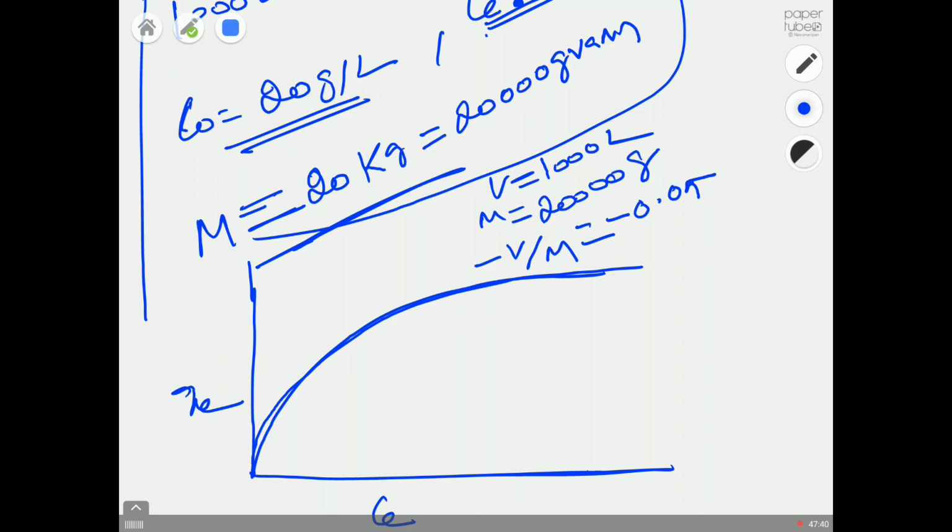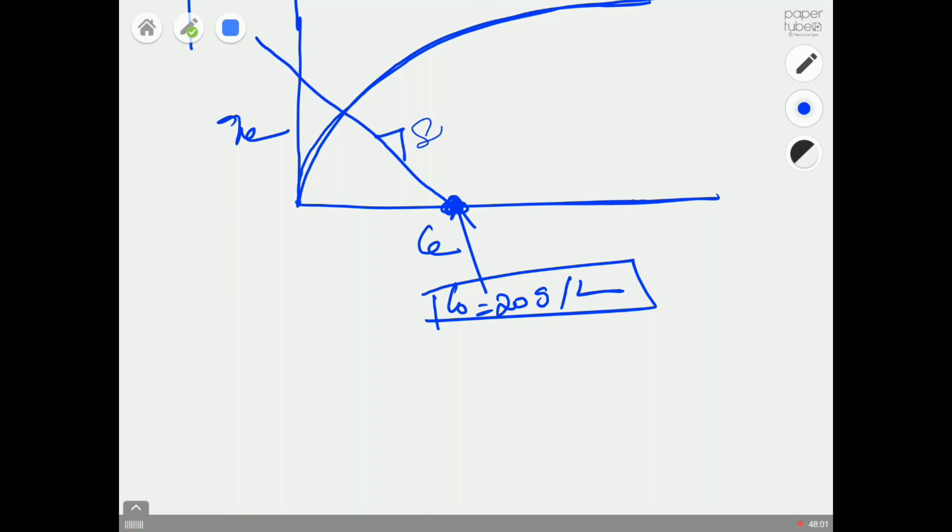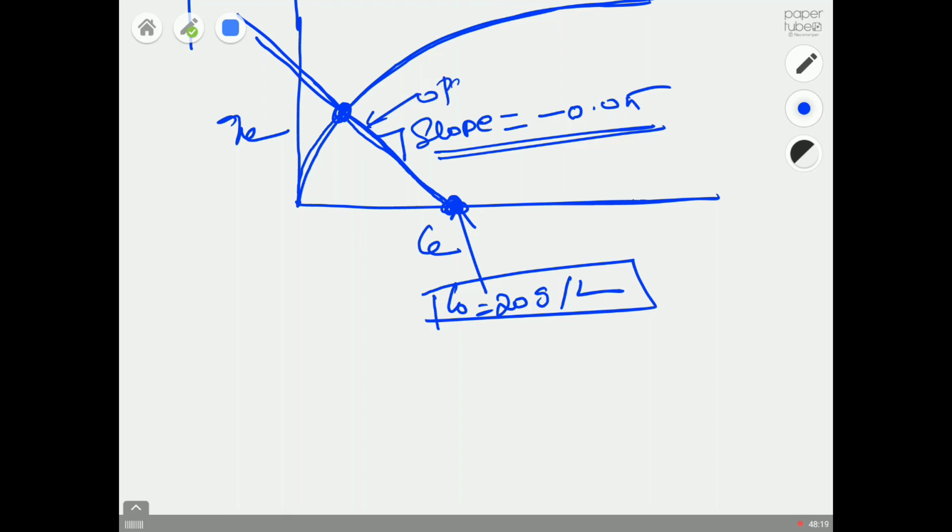We know the C0 value is 20 grams per liter. So let's assume this is our C0, say 20 grams per liter. Then you have to draw a line starting from this point, and the slope of this line should be equal to minus 0.05. If you manage to draw this line with this specific slope value, we call this the operating line. I forgot to mention, we call this the operating line in adsorption.